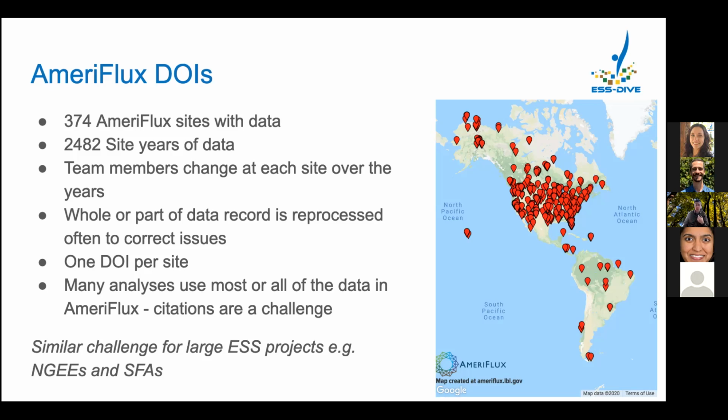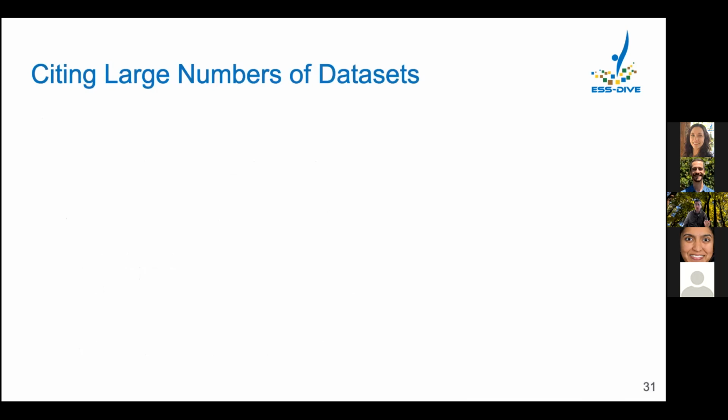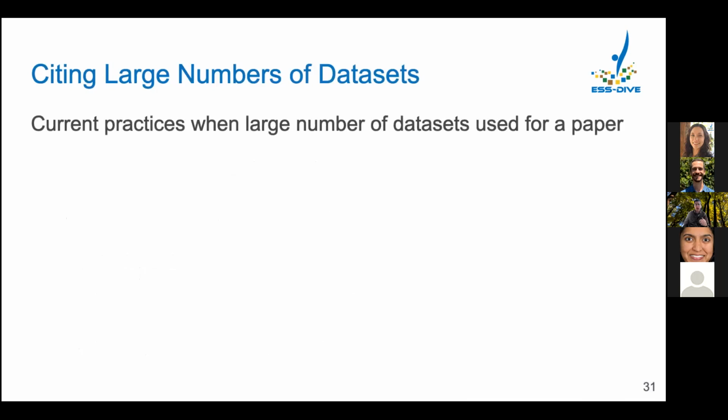And even with having put one DOI per site, we still have the problem if someone uses the whole Ameriflux dataset, they have 374 citations that they have to add to their citations. As we all know, the top journals don't allow that many citations in the papers. So let's talk about how we go about citing large numbers of data sets.